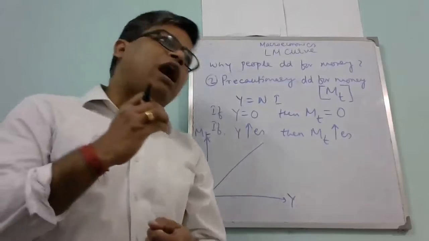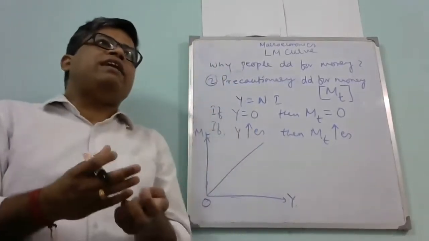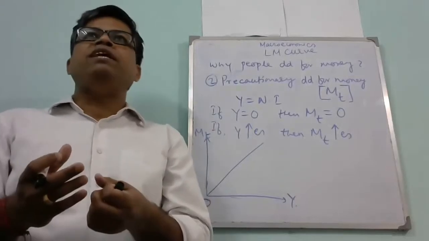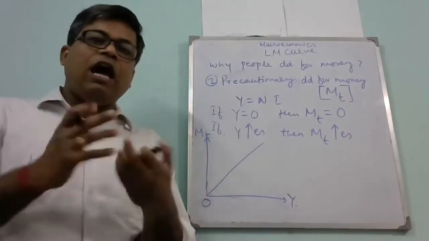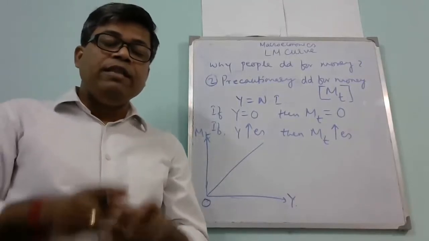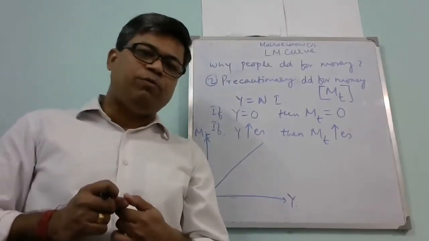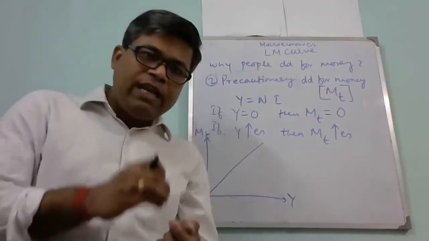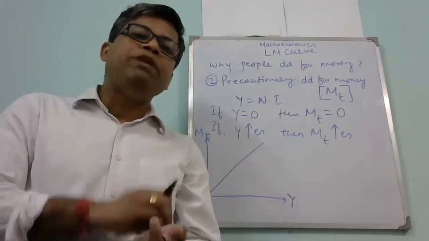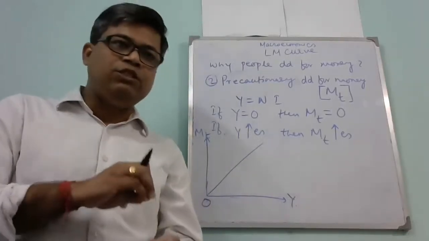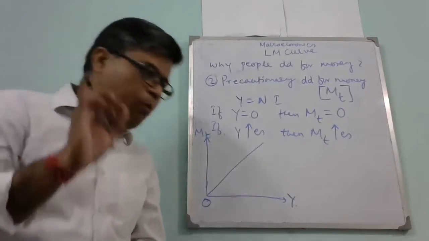Similarly, suppose an unforeseen opportunity comes. Suppose all of a sudden they get an opportunity to purchase a house at a very cheap rate. If they have money, they can actually grab these unforeseen opportunities. So that is the reason why people require money. That is called the precautionary demand for money, just to protect against unforeseen contingencies or unforeseen opportunities.